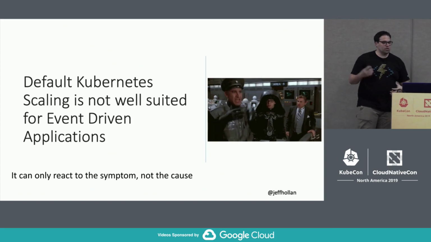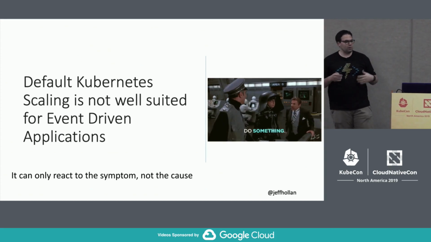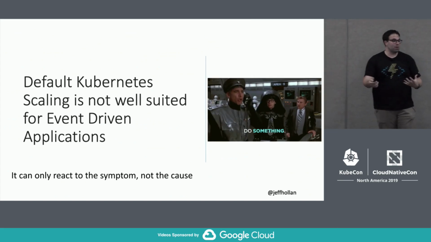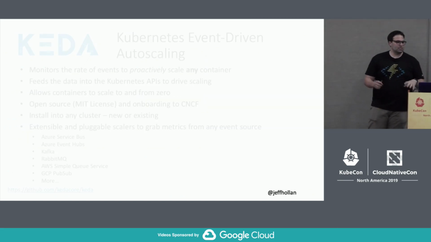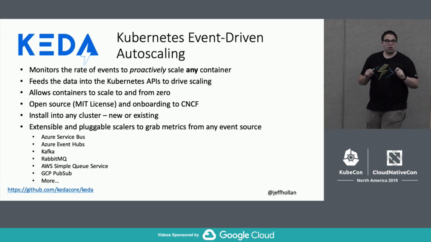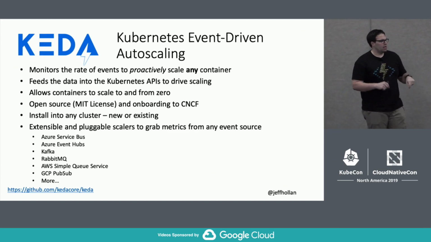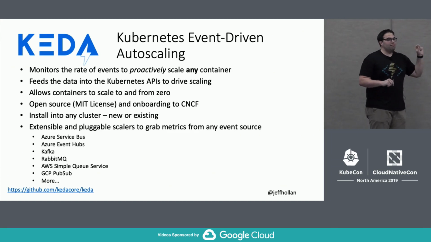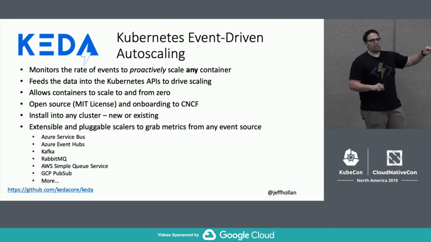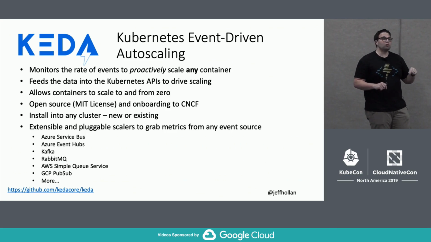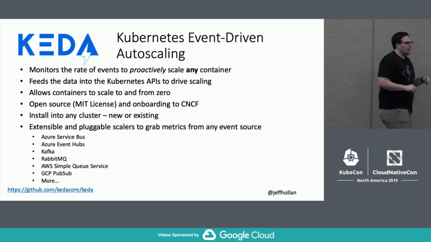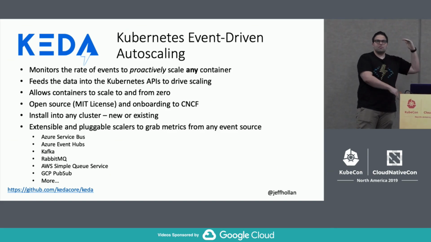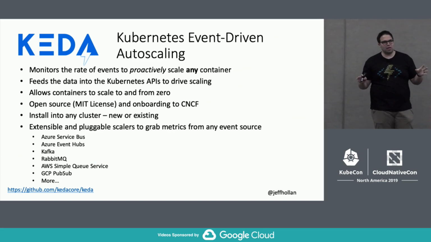So we looked at this, we looked at some of the learnings that we had, and the thing that we developed and released, again, in partnership with Red Hat, was KEDA. So this just went 1.0 this week on Tuesday. And KEDA is that event-driven scale controller that can run inside of any Kubernetes cluster. So KEDA can monitor the rate of events to proactively scale a container even before the CPU has been impacted.